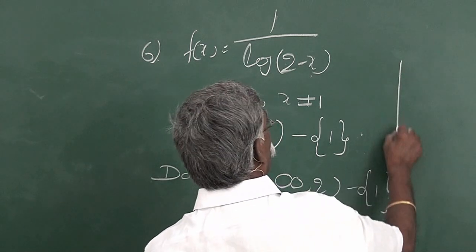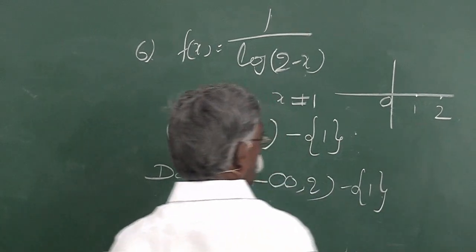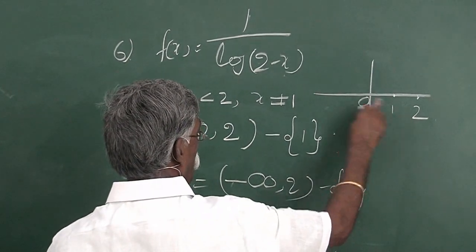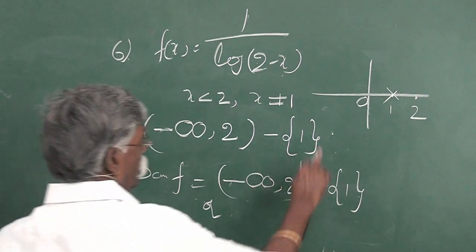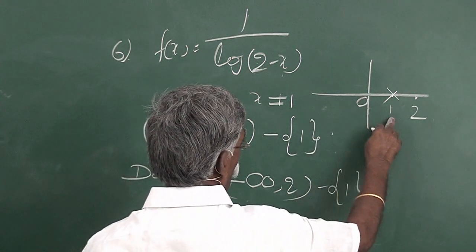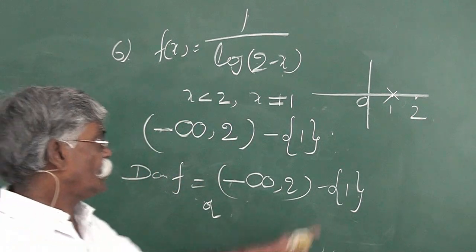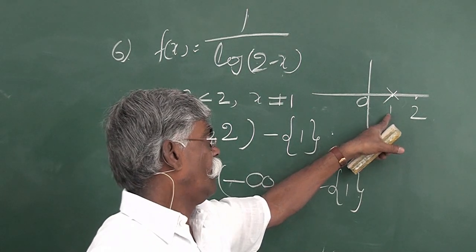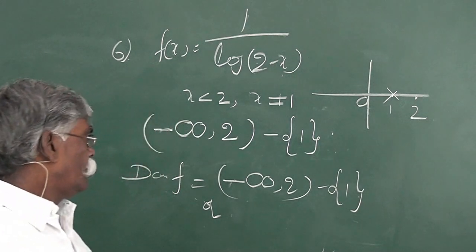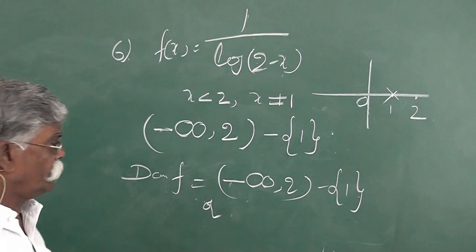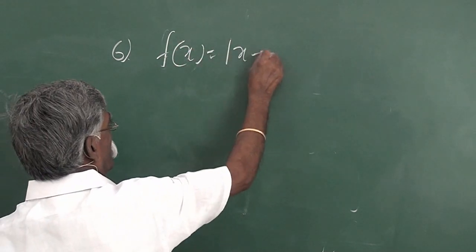If you take the number line, this is 0, this is 1 and this is 2. We can get any value less than 2 except this 1. Therefore it is minus infinity to 1 union 1 to 2. So better to write this only. Next, f of x is equal to modulus of x minus 3.